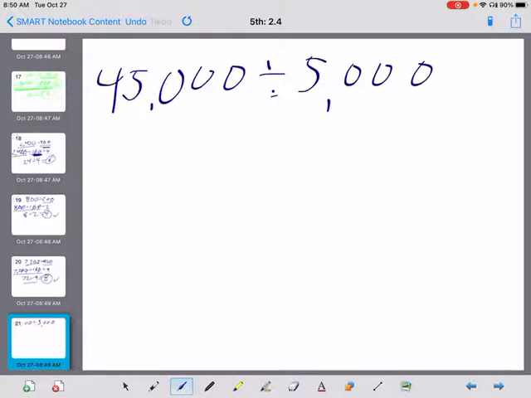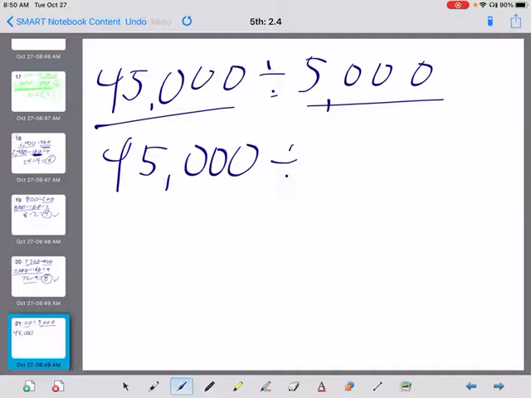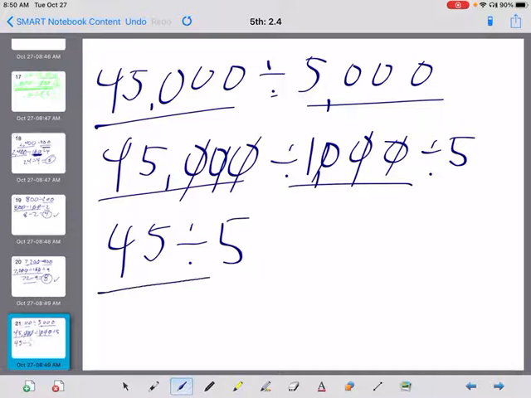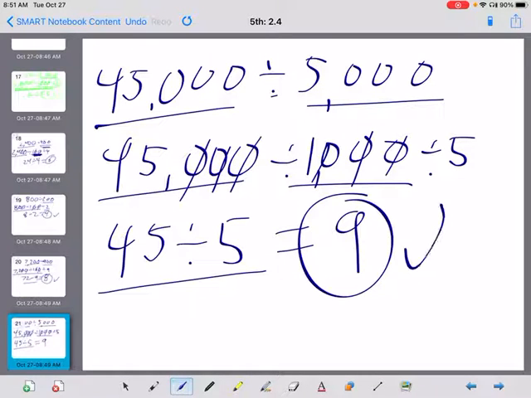And then last one, 45,000 divided by 5,000. I break it up again, 45,000 divided by 1,000 divided by 5. I look at these two. Zeros cancel each other out again. This is getting repetitive, right? Good. That means that you're understanding what you need to do in the assignment. 45 divided by 5. Answer is what? Look it up if you don't know it. And it is 9. Yes.